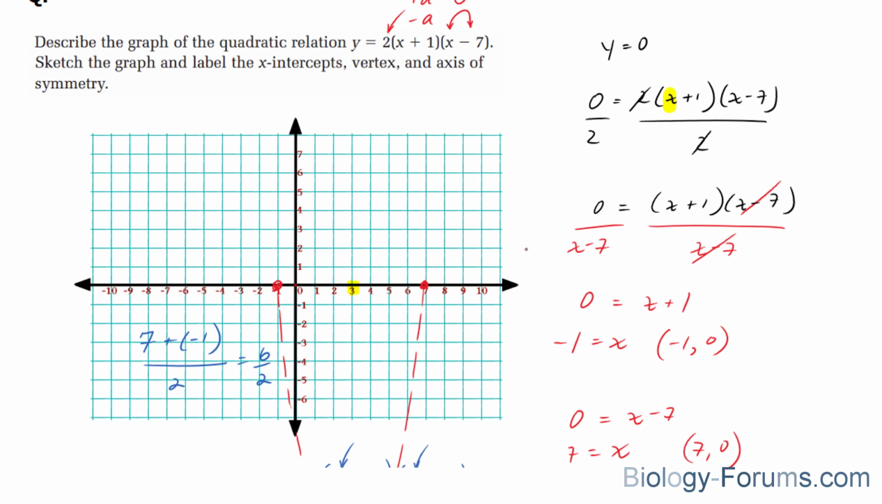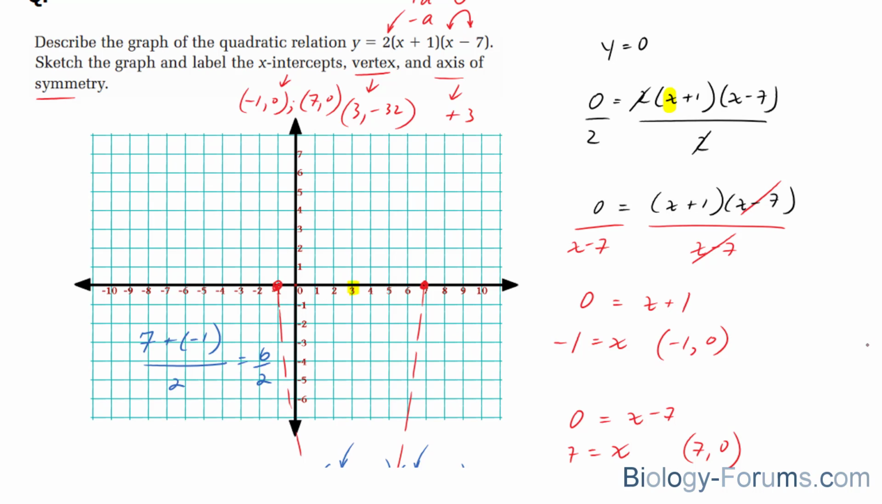Now let's make sure we have everything here. They want the axis of symmetry, which we have. It's at +3. We have the vertex, which is at (3, -32). And we have the x-intercepts at (-1, 0) and (7, 0). So there you have it. That is how to graph a quadratic relationship that is in factored form.